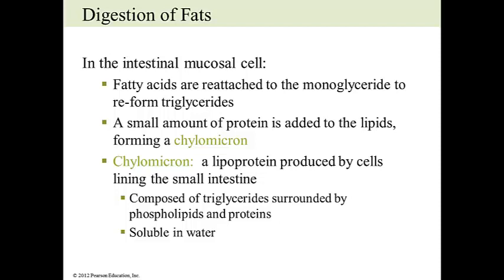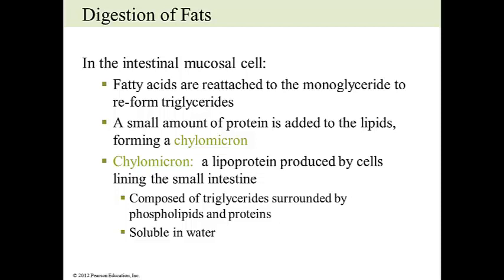Triglycerides are too large to cross intestinal cells. So in the small intestine, in order to get it across the intestinal cell, we really need to package this a little bit better. If we add a small amount of protein to these lipids and package it, what's formed is a chylomicron. A chylomicron is a type of lipoprotein that's produced by the cells lining the small intestine.